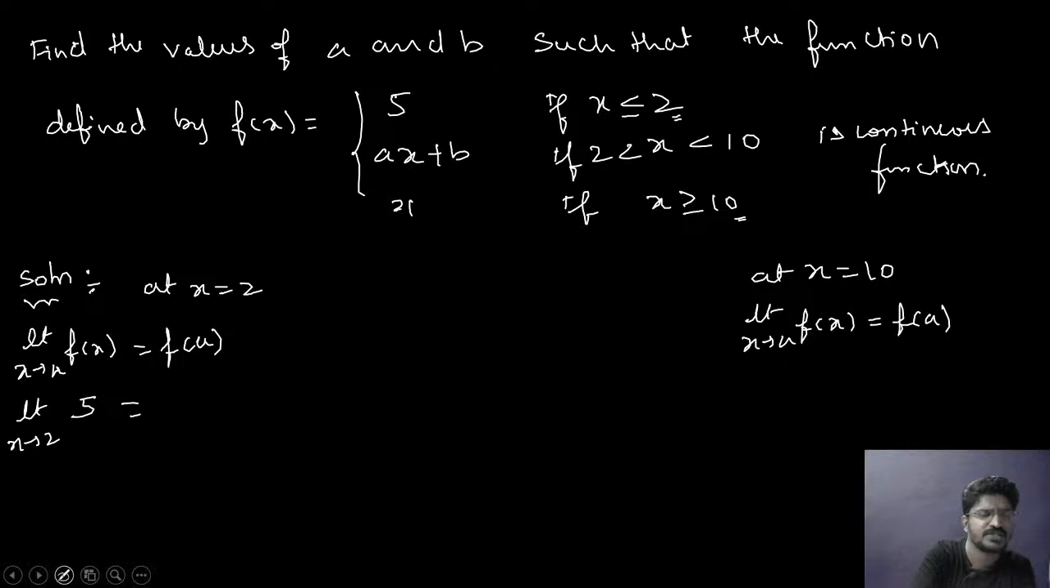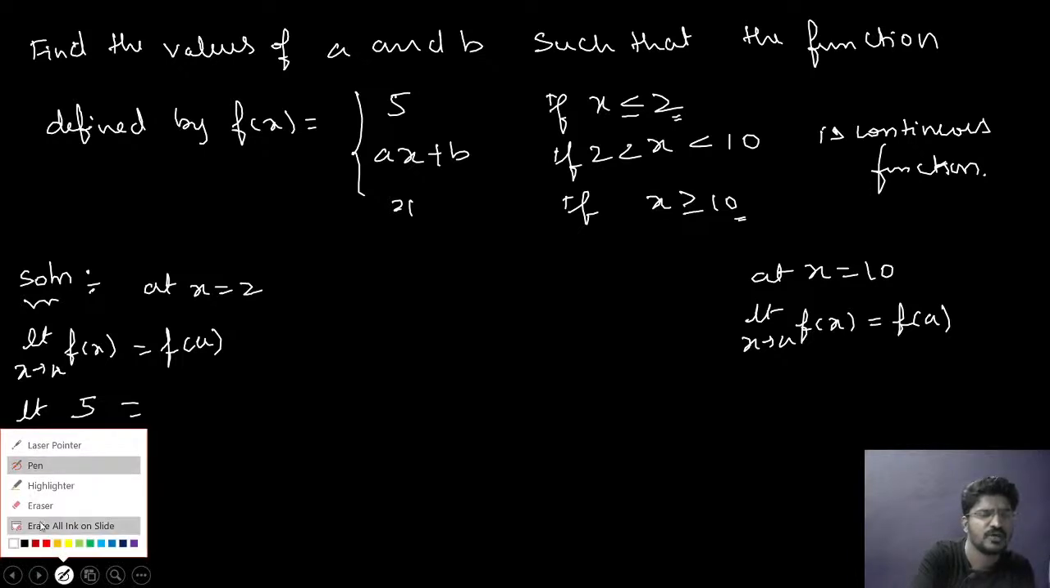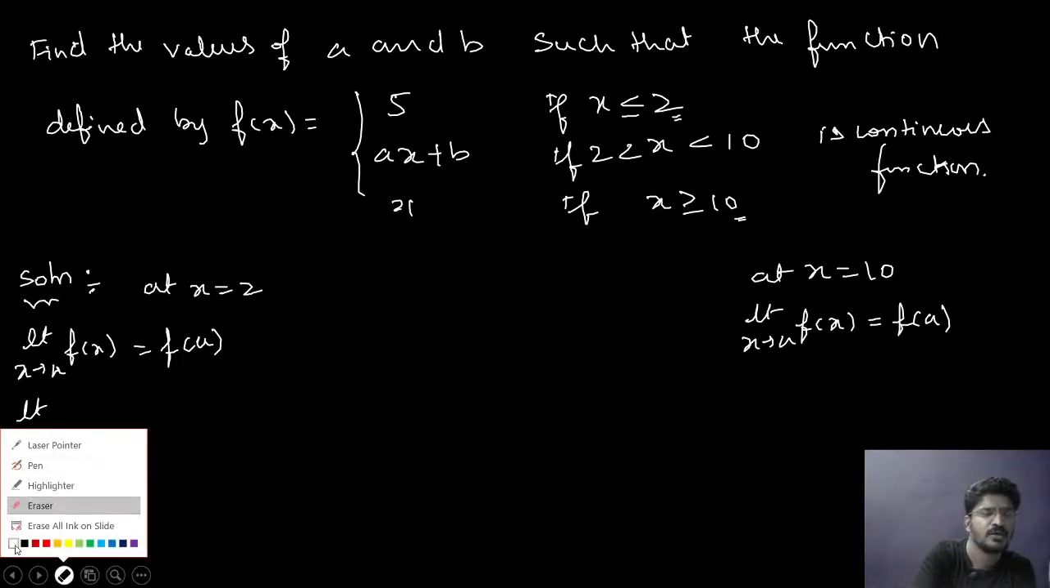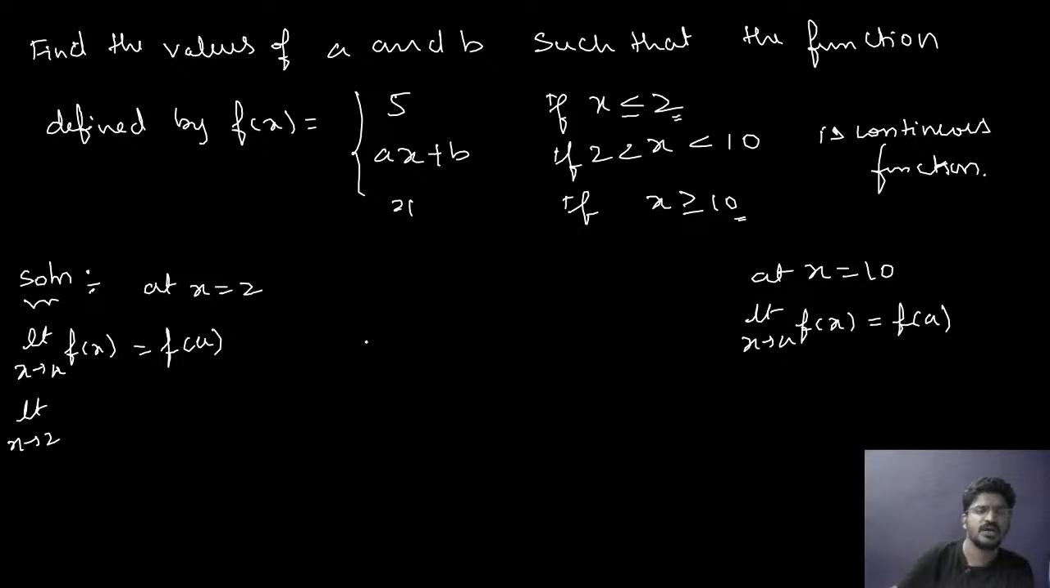So for limit extending to 2, your function is ax plus b. And for f of a at x equal to 2, it is 5. So a times 2, because x value is 2, that will be 2a plus b.